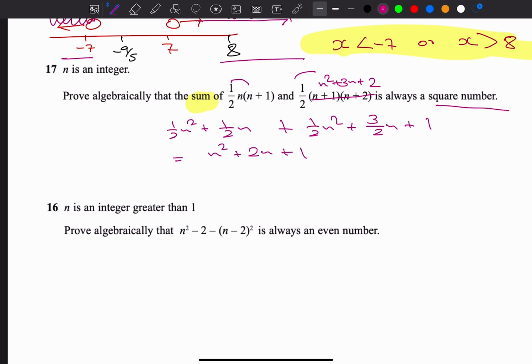Show that it's a square number. That means you can factorize it. Factors of 1 that make 2: 1 and 1. (n + 1)(n + 1), which technically is (n + 1) squared. This is a square number.